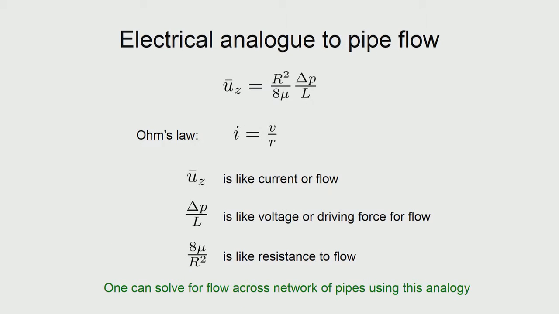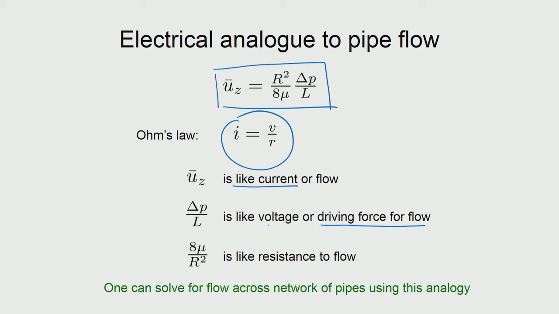Here we want to look at this equation in a slightly different manner. The same equation written earlier looks somewhat like Ohm's law. The average velocity of the fluid through the pipe is like current, and delta P by L is the reason why the flow of the fluid is actually happening. So, it is like the voltage, or the driving force for flow, and what goes as the denominator, 8 mu by r square, which is proportional to 1 by r square, is like the resistance to flow.